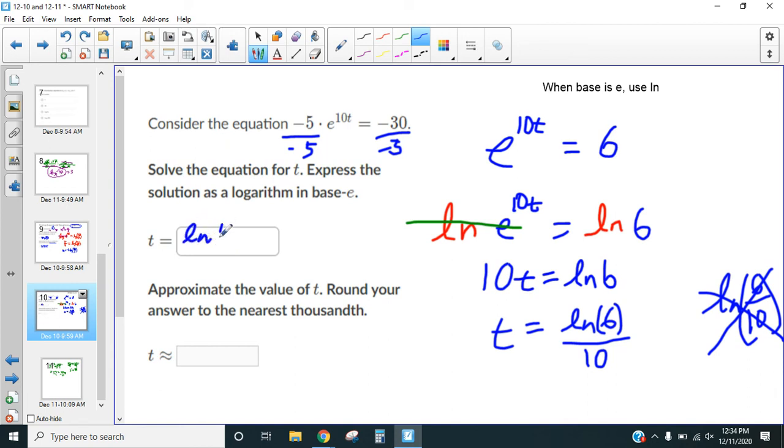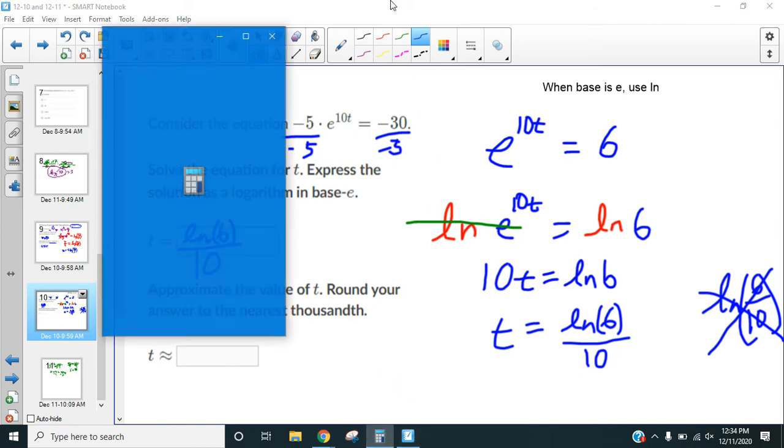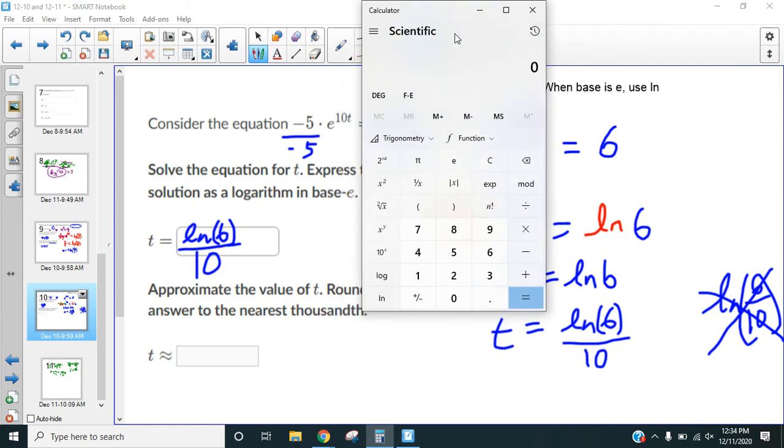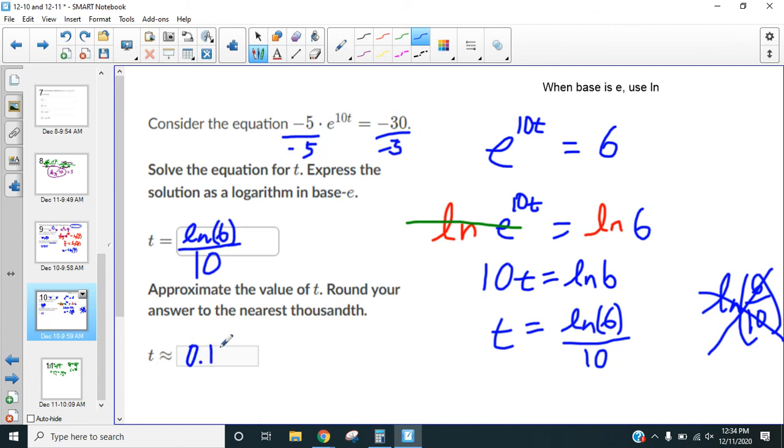Somebody help me with the decimal form of the answer, pretty please. And you should check it yourself. Make sure you can do it right. Let's do it on here. If I'm using the computer, I'm going to say 6, and then natural log, and then I'm going to divide by 10. Then hit equals. We're going to the 1,000th. 0.179. Perfect.